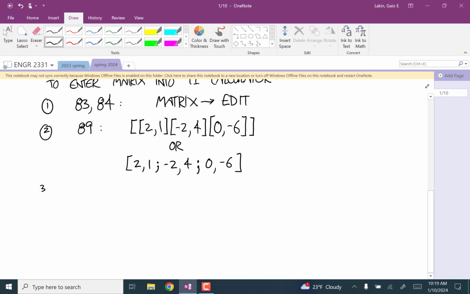And the last way is if you have a TI Nspire, there is a button that looks like a matrix. It looks something like this. Okay, hit that, then it'll ask you what size you want, and then you just enter it with the keypad. This is pretty quick and easy and graphical.